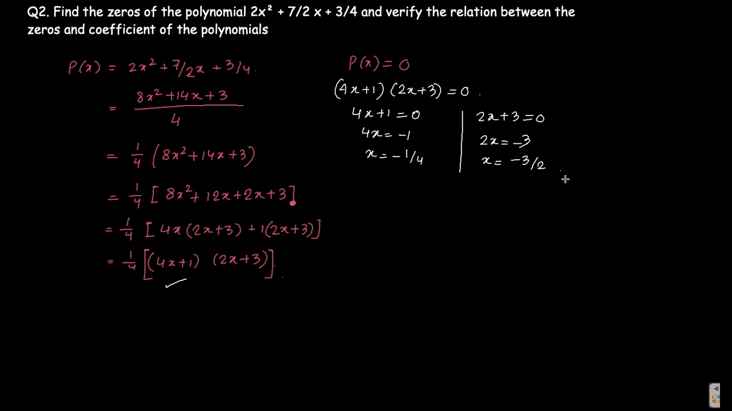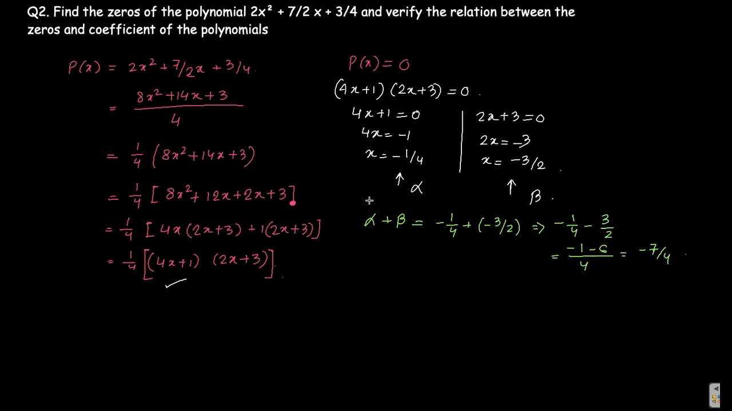Okay, so the zeros are minus 3 by 2 and minus 1 by 4. We can take them as alpha and beta. Now find out the sum and the product. So find out alpha plus beta. What is alpha plus beta? Minus 1 by 4 plus minus 3 by 2, that means minus 1 by 4 minus 3 by 2. LCM is 4, minus 1 minus 6 means minus 7 by 4 is the sum of the zeros.